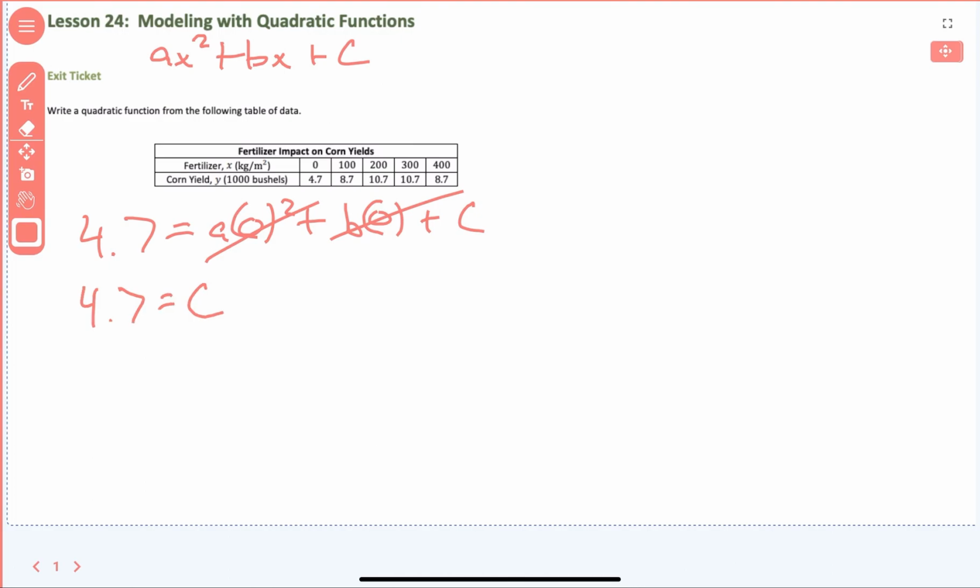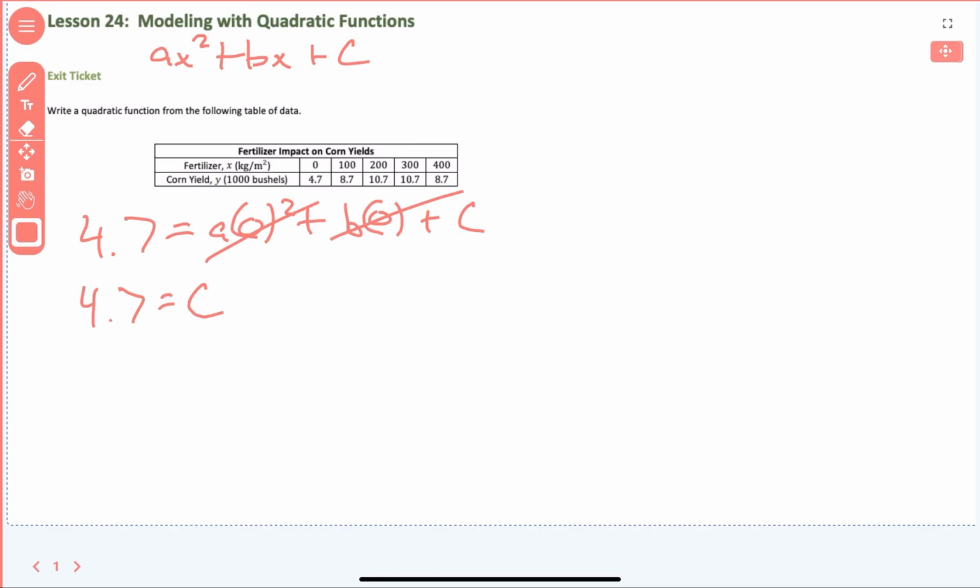Now we have one part of the equation. We know that because if our x is 0, that gives us our y-intercept, correct? Which is C. We've talked about that. Just like if it's mx plus b, it's the b part. It's the constant.